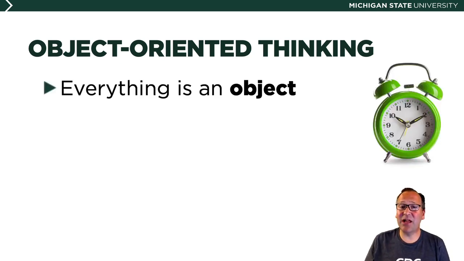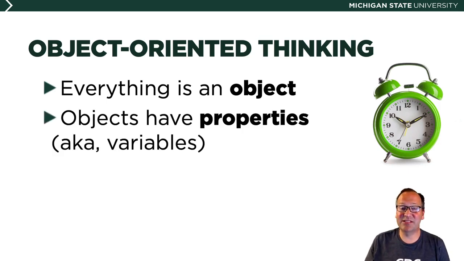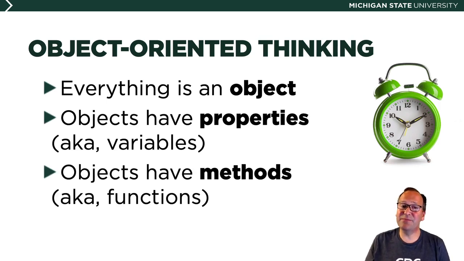For example, a clock is an object in the real world. It has properties such as its color, weight, size, and probably most importantly for a clock, what time is it? And it has methods or actions that you can do with it, such as the ability to set the time, the ability to set an alarm, the ability to snooze the alarm, and so on. This same concept could be translated into code.